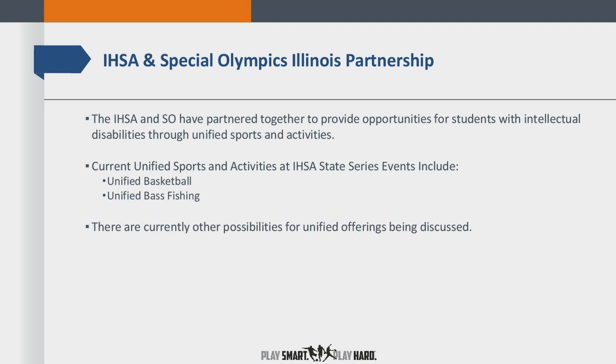So currently, Unified Sports and Activities at IHSA State Series events, we have a unified basketball tournament that goes in conjunction currently with our 3 and 4A boys basketball tournament in March. And then we also have a unified bass fishing tournament that is in conjunction with our bass fishing state finals. There are currently other possibilities for unified offerings being discussed. This year, we piloted unified dance at the IHSA dance state finals, and there are discussions currently taking place about potentially offering unified swimming.